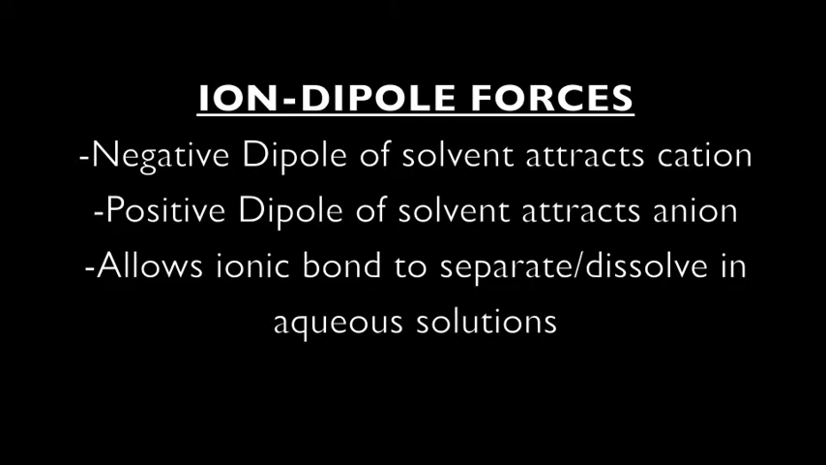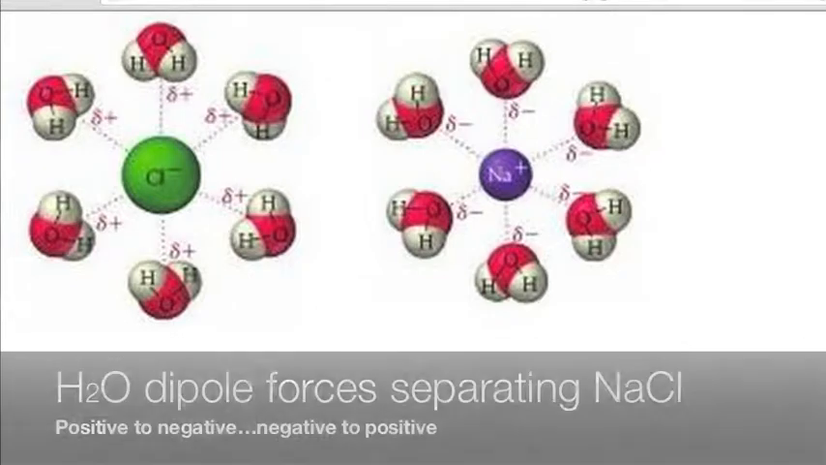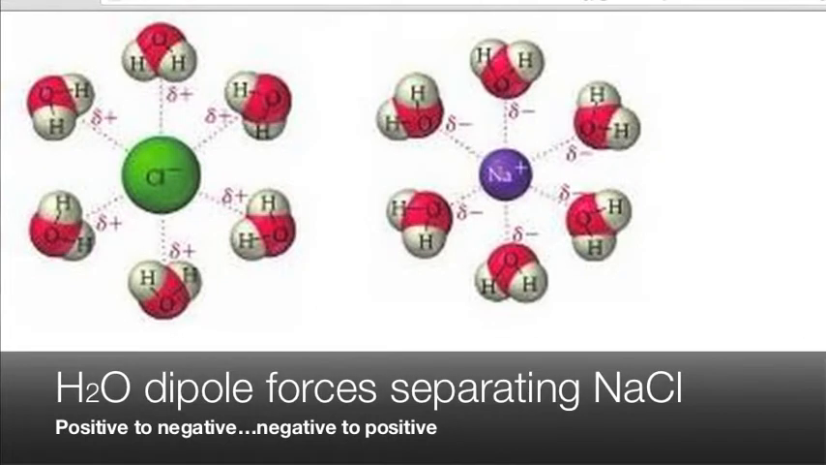An ion-dipole force is the attraction between the negative dipole of the solvent and the cation of the solute, while also the force between the positive dipole of the solvent and the anion of the solute. This force allows an ionic bond to dissolve. The dog acts as the positive dipole, attracting the anion away from the cation, breaking the ionic bond.